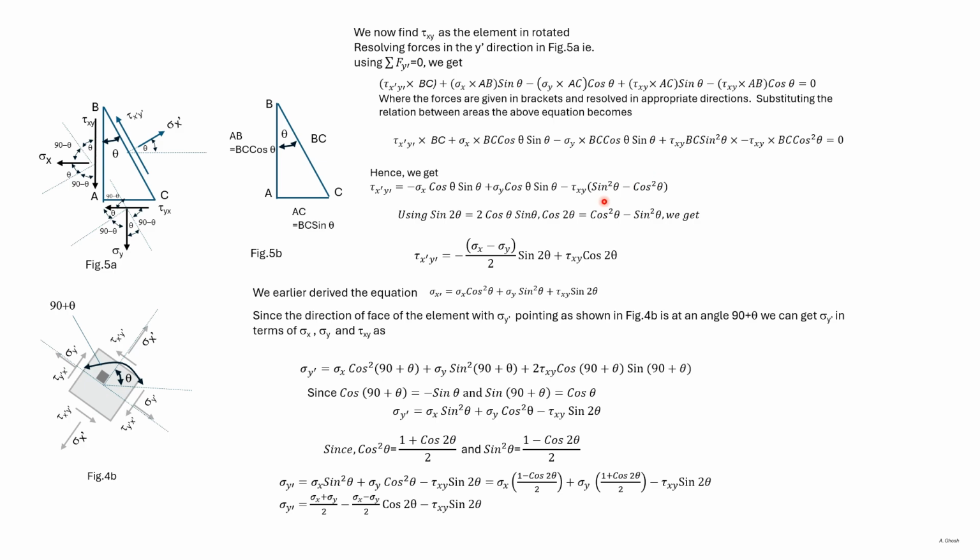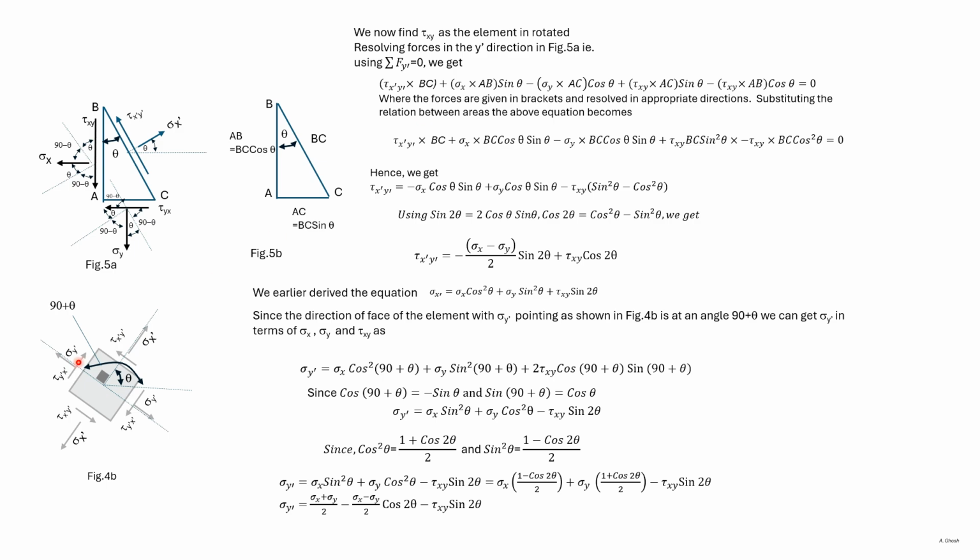Here sin squared theta minus cos squared theta is cos 2 theta, and we can write cos theta into sin theta in terms of sin 2 theta. So substituting these values, we get tau x dash y dash as minus sigma x minus sigma y divided by 2 whole bracket into sin 2 theta plus tau xy cos 2 theta. Earlier we obtained this relationship for sigma x dash.